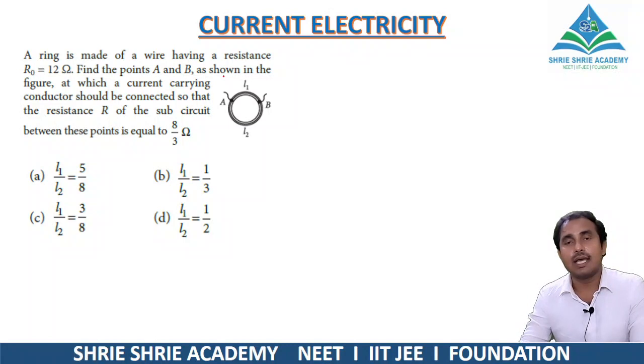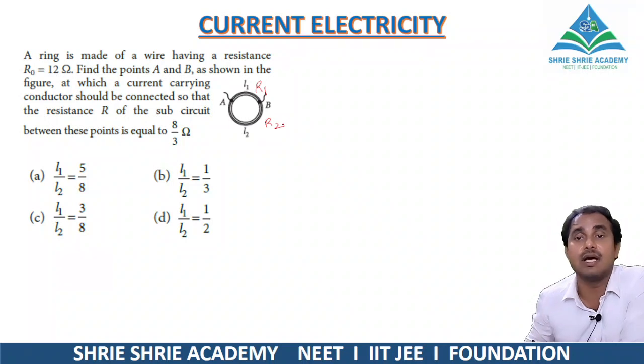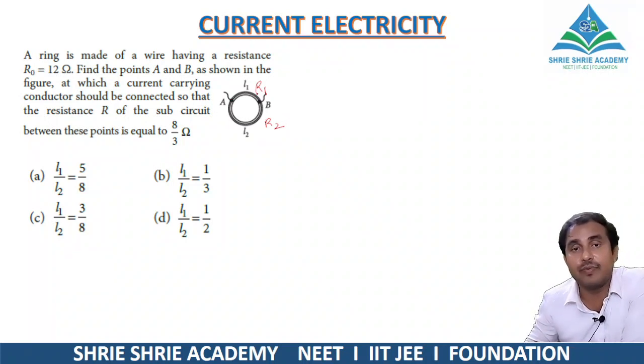Next, this question is again a little complex for some students and the material explanation is also complex. I will tell you the simple method for this. A ring is made up of a wire having total resistance of 12 ohm. Let us say this part of length L1 has resistance R1, and this part has resistance R2. Because the total ring is made up of a wire having 12 ohm, this plus this gives you 12 ohm total resistance.